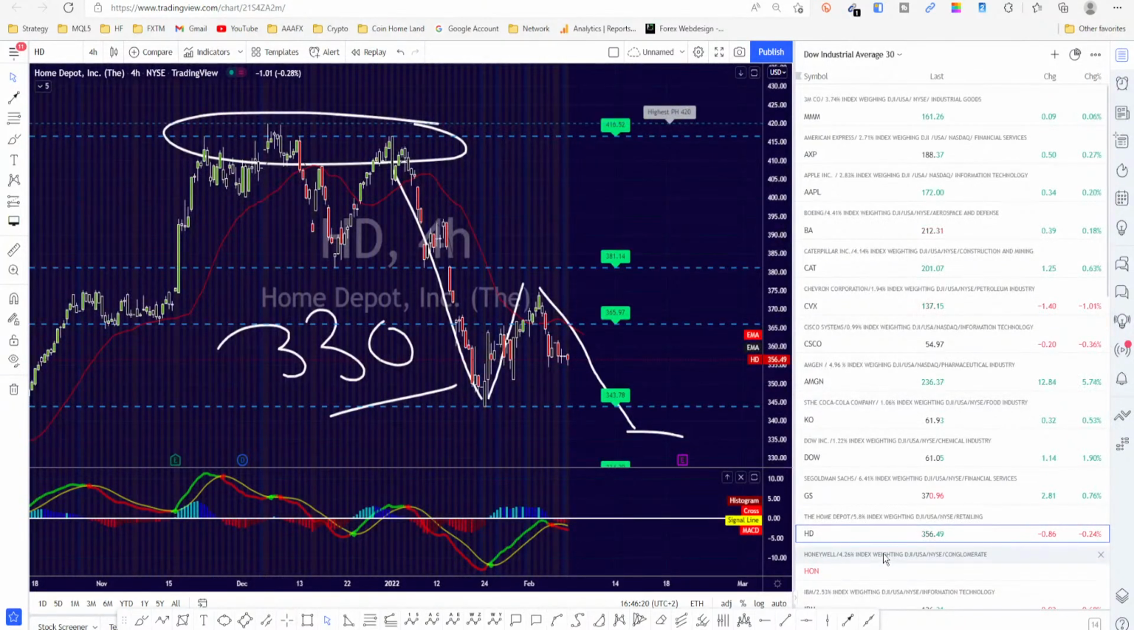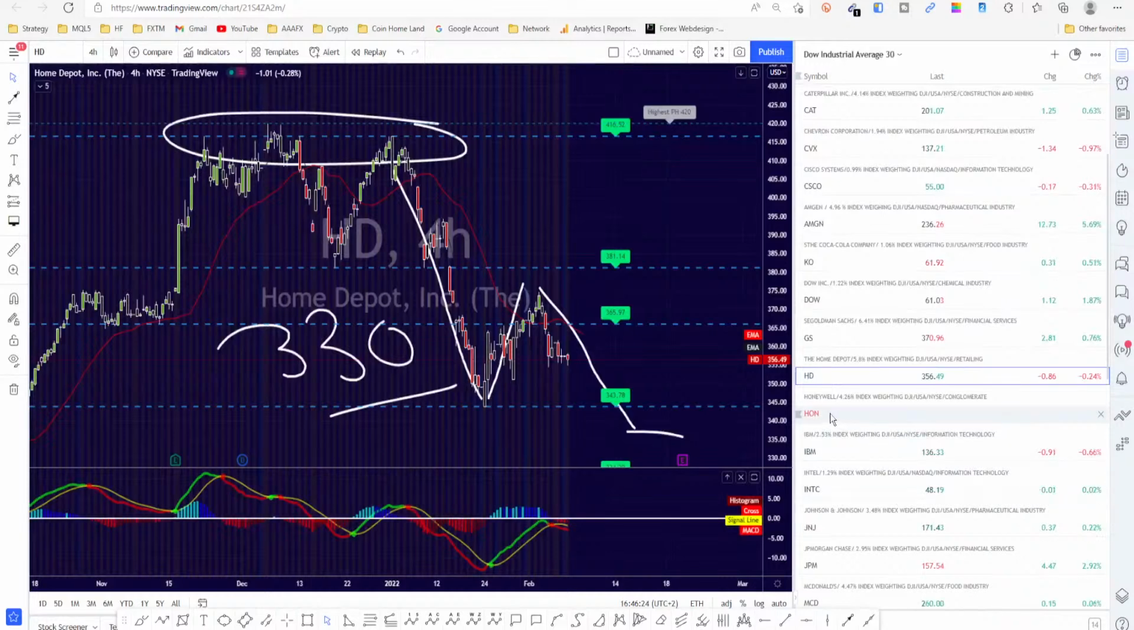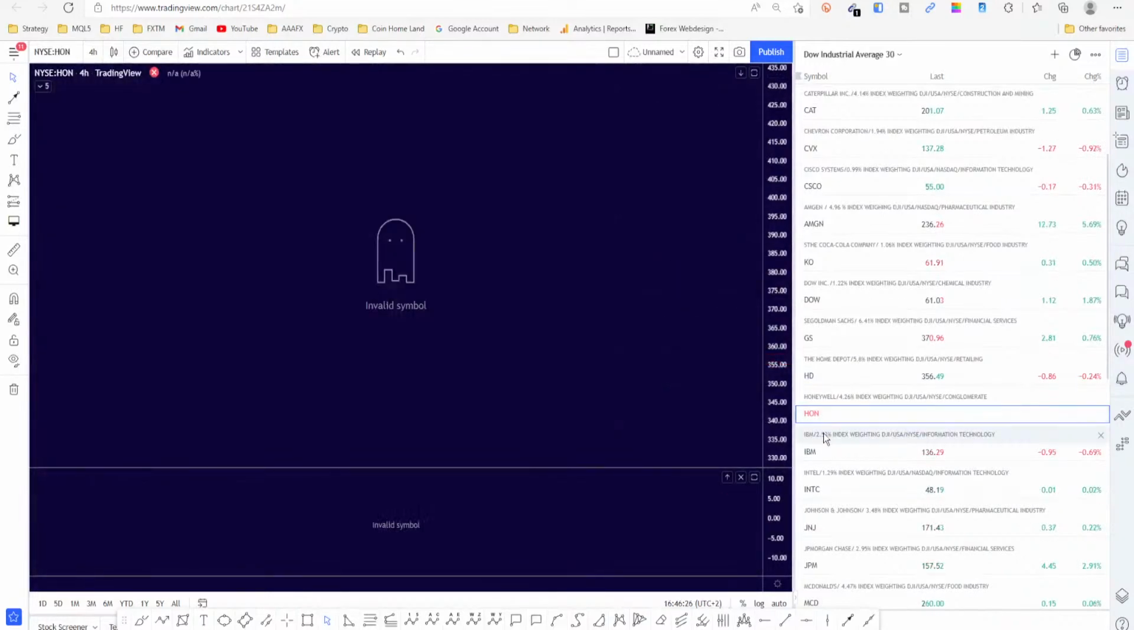Home Depot has 5.8 in the index, so basically it has a huge effect. Annual, I'm not sure why it's not showing here.